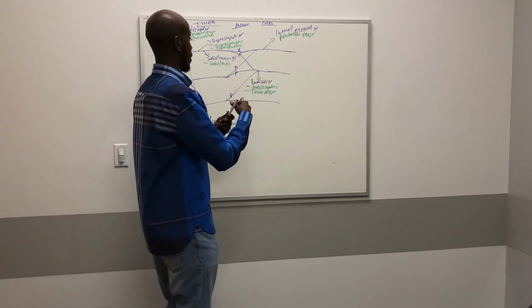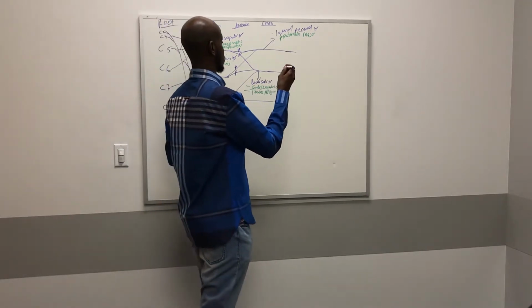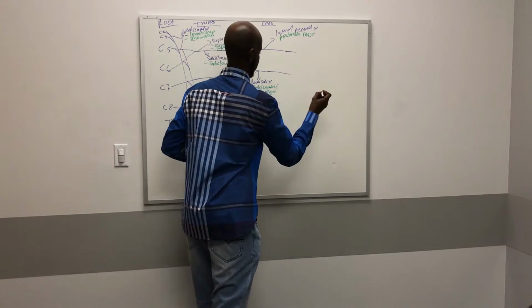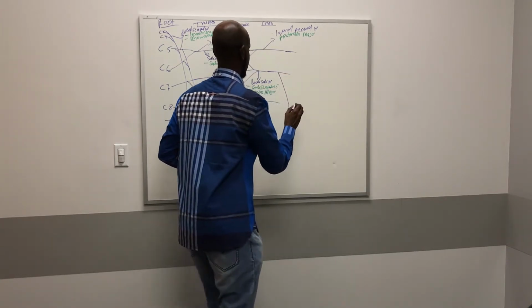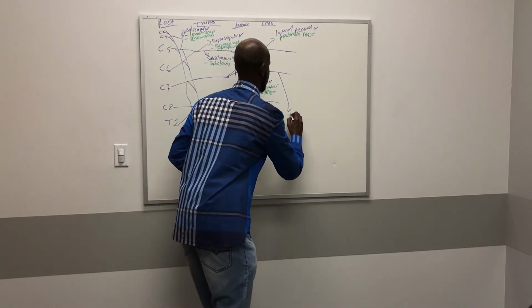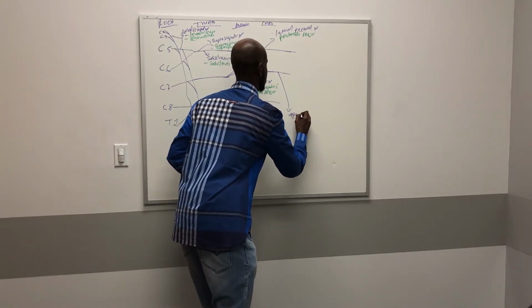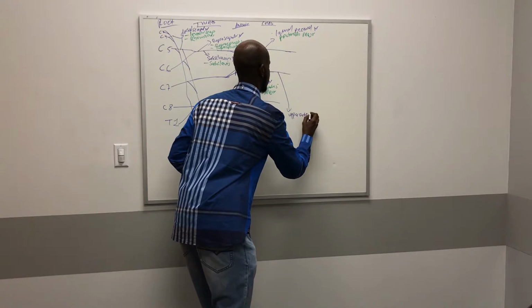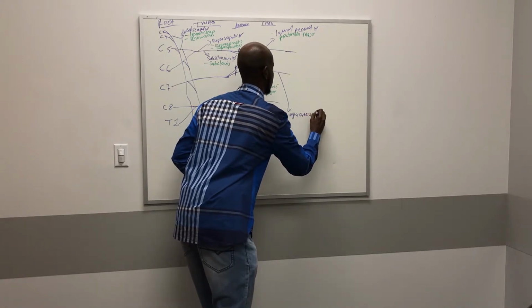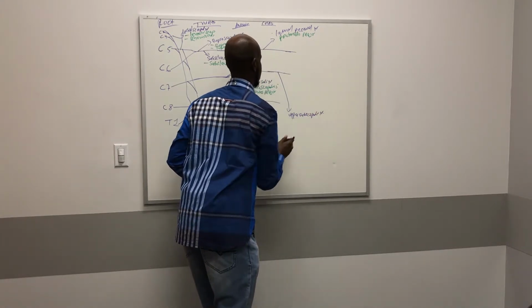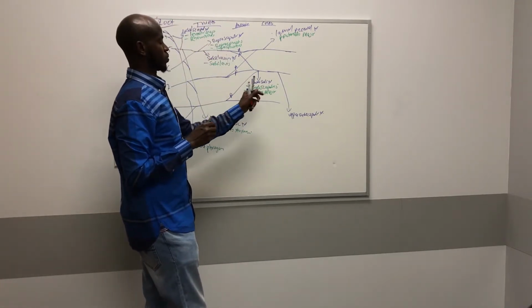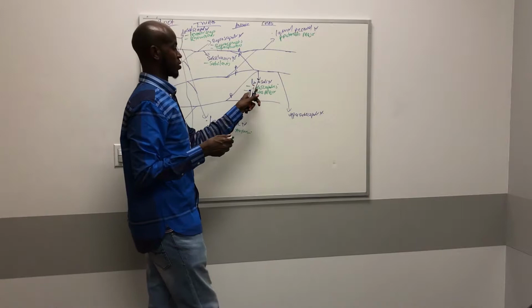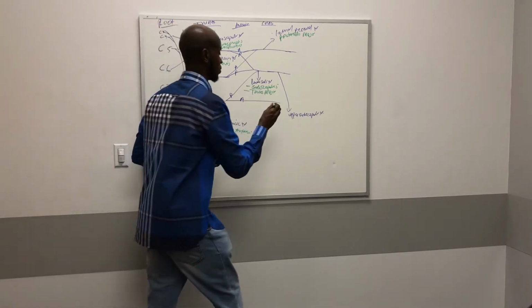There is also upper subscapular nerve. Upper subscapular nerve also supplies the same muscle, subscapularis. That means subscapularis has a dual innervation.